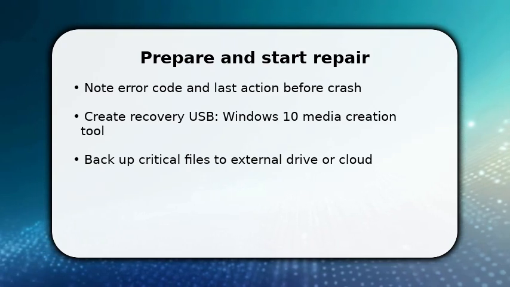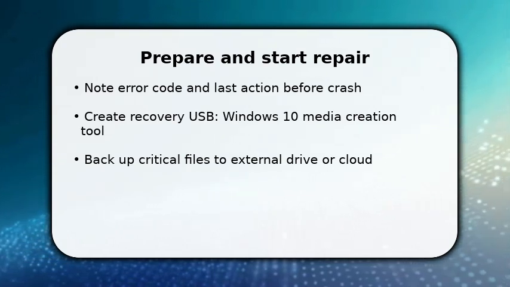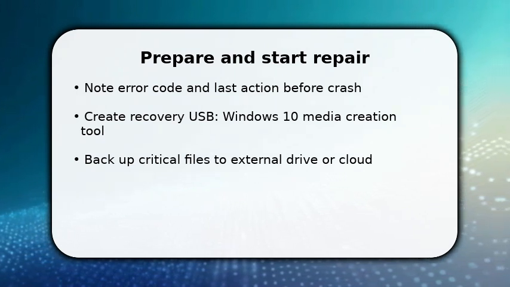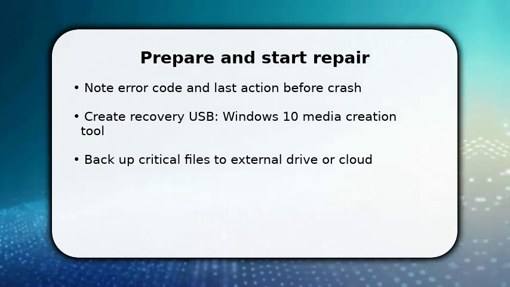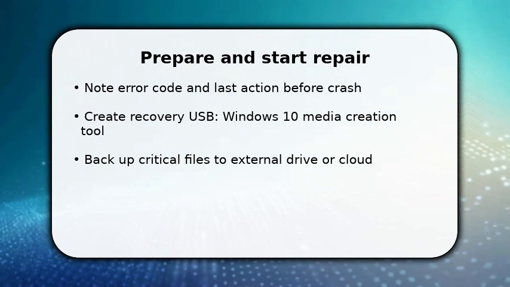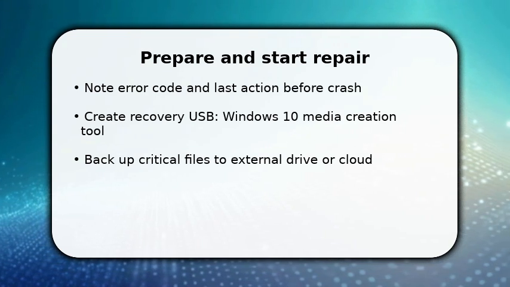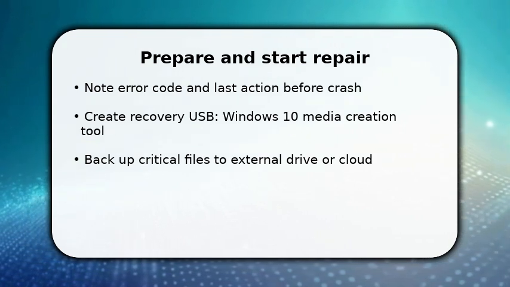You begin by capturing the error code and what you were doing. This narrows causes quickly. Next, make a Windows 10 recovery USB using the Media Creation tool so you can boot or repair. While the tool downloads, back up essential files to an external drive or cloud. Do this now to avoid data loss.